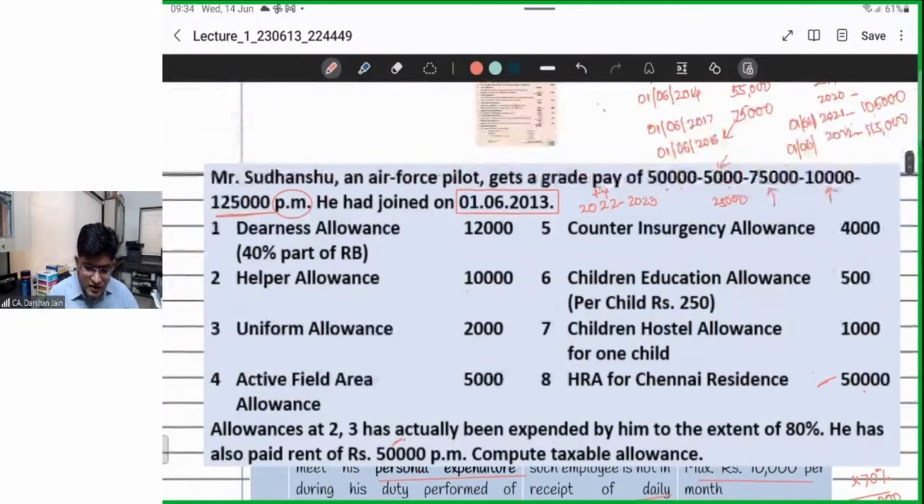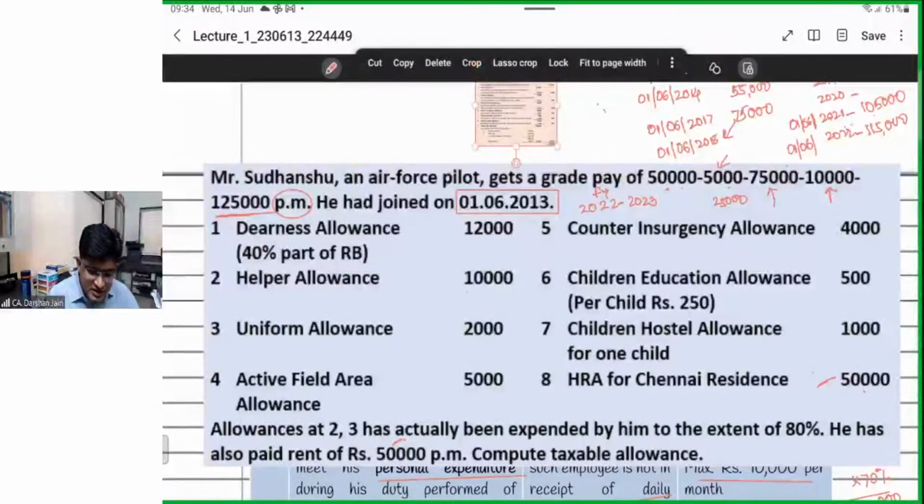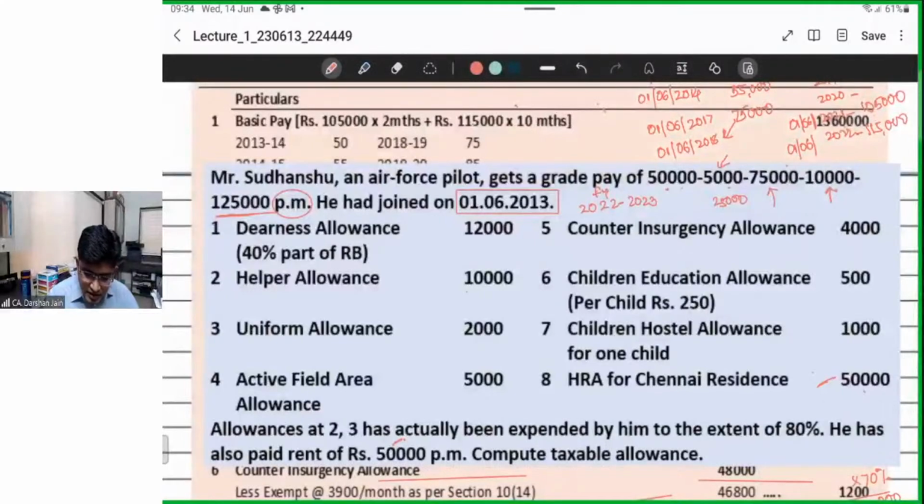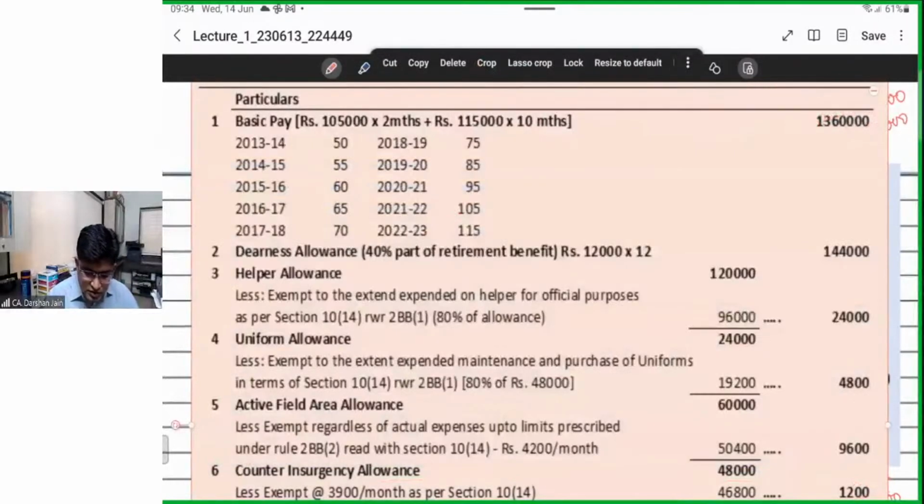I'll just briefly show you the solution. Just go through the solution once. It is very, very simple. See here, basic pay. Well, it goes like this: 50, 55,000, 60,000, 65,000, 70, and 21, 22, you've got 1,05,000. 22, 23, that is from 1st June 22, the pay would be 1,15,000.